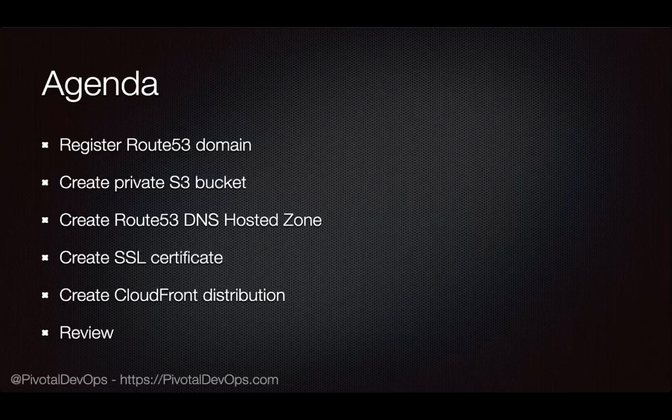We'll create a private S3 bucket where we'll put the HTML files. We'll create a DNS hosted zone for all the DNS records like www and the root domain, and also for the SSL certificate validation. We'll set up an SSL certificate for the root domain and the www domain. And we will create a CloudFront distribution for CDN, serving the content from the S3 bucket. And at the end, I'll do a quick review.